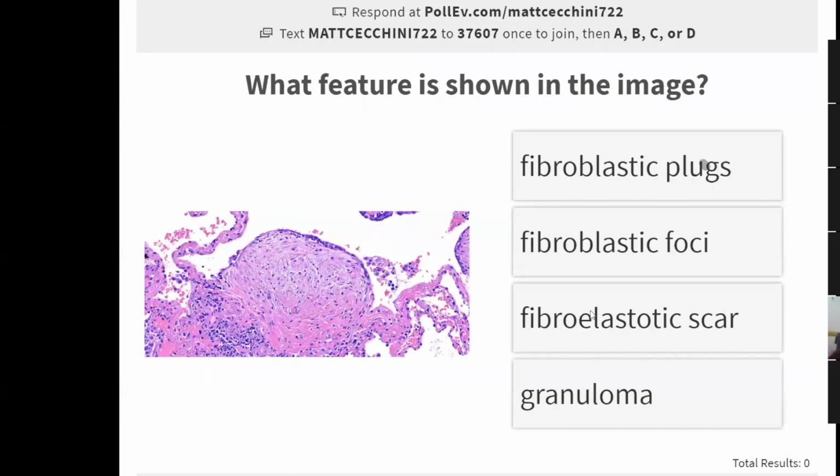Great work. Okay, so this high magnification picture here, which I've talked about briefly. What am I trying to show by this image here? Is this an example of A, a fibroblastic plug? Is this B, a fibroblastic foci or focus? Or C, is this a fibroelastotic scar? And lastly, D, a granuloma?